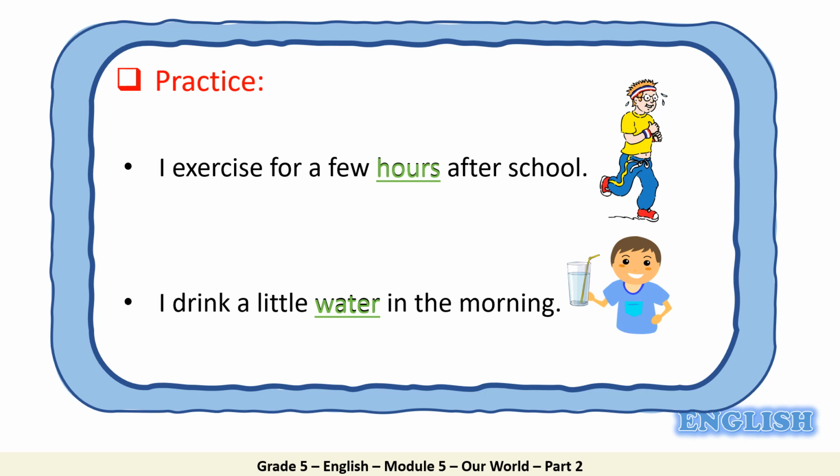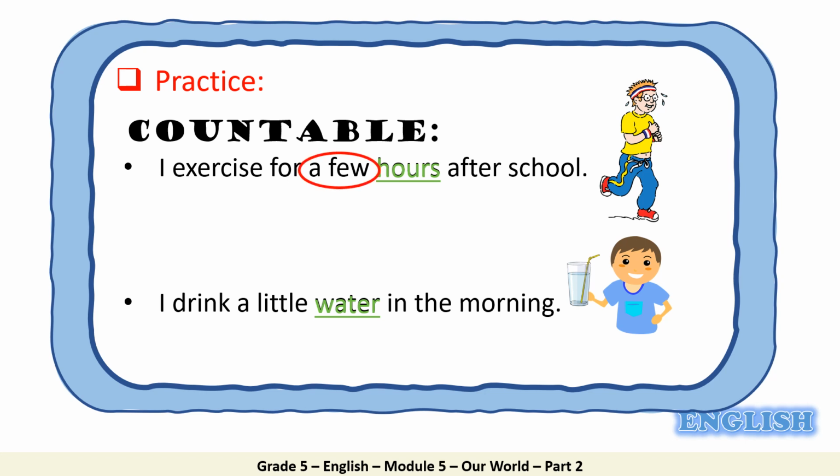Okay, let's start with number 1. The word hours. Is it countable or uncountable? Can you count the hours? Yes, you can. So it's a countable noun. That's why we use the quantifier a few hours.